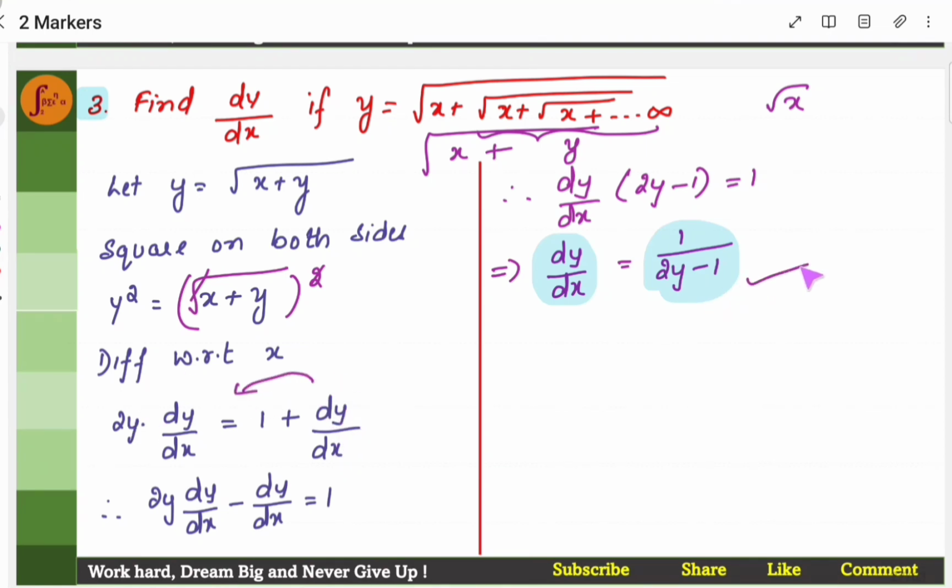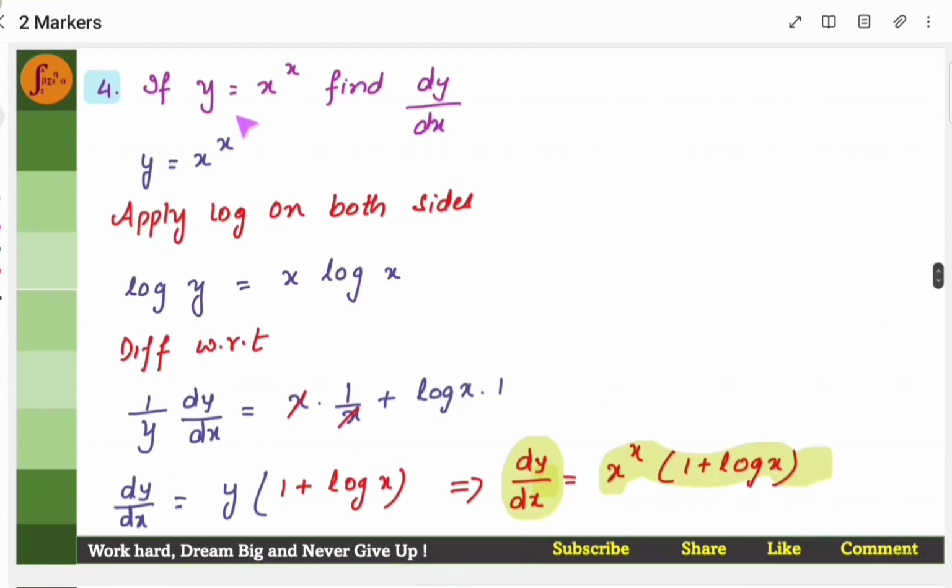You will get this particular answer. Here, if y is equal to x to the power x, find dy by dx. Whenever you have a variable as power, apply log. Suppose you have x to the power sin x or x to the power x. Whenever you have such trigonometric expressions or variables, apply log on both sides.